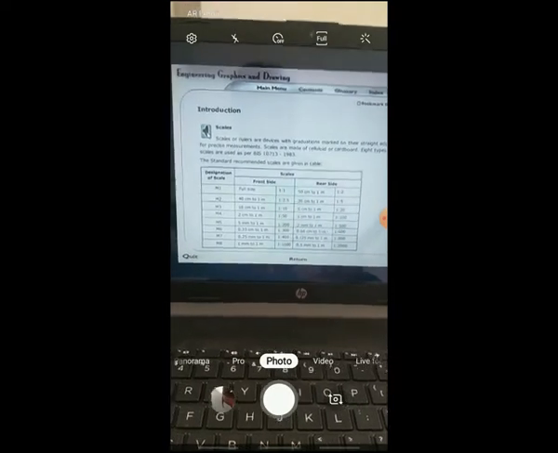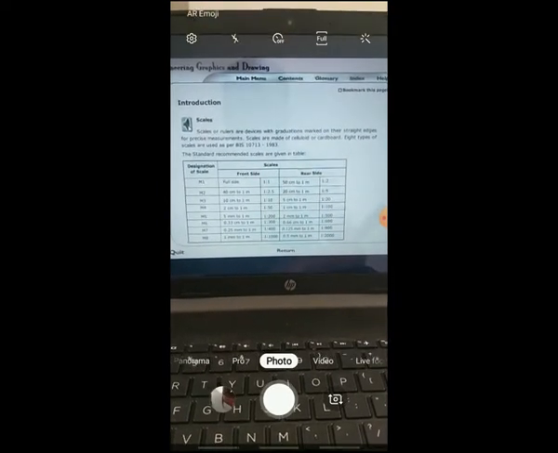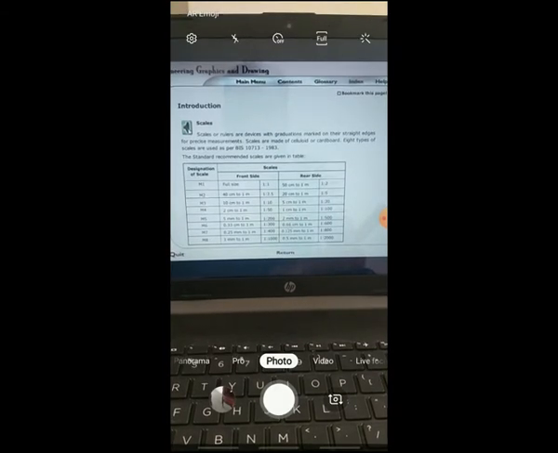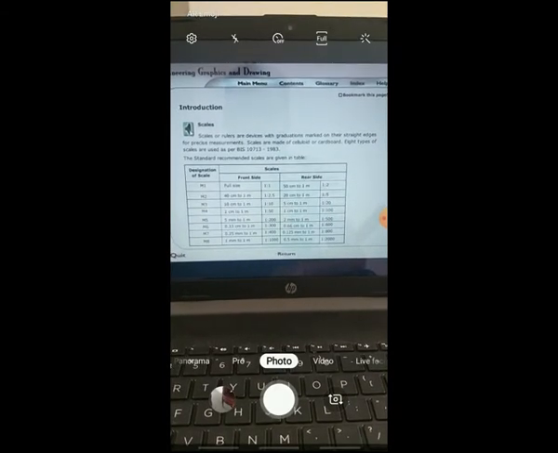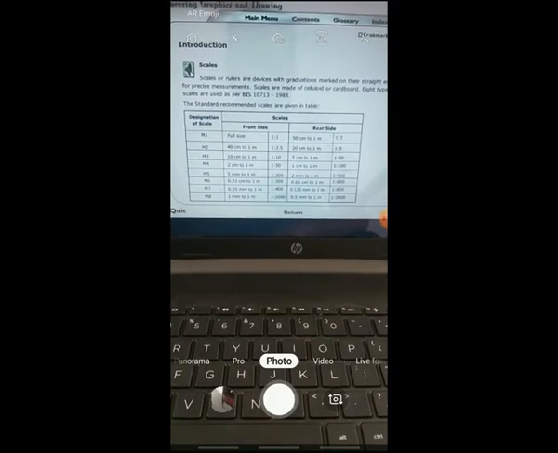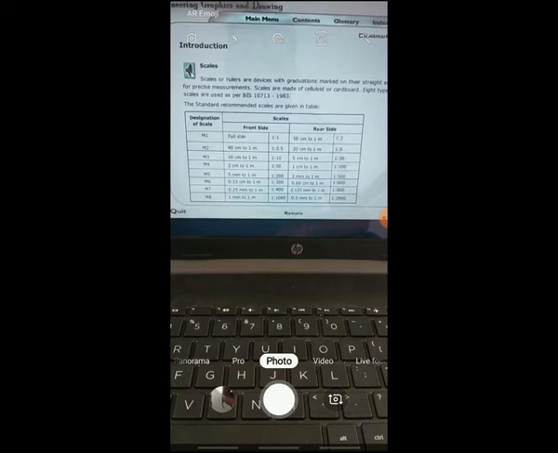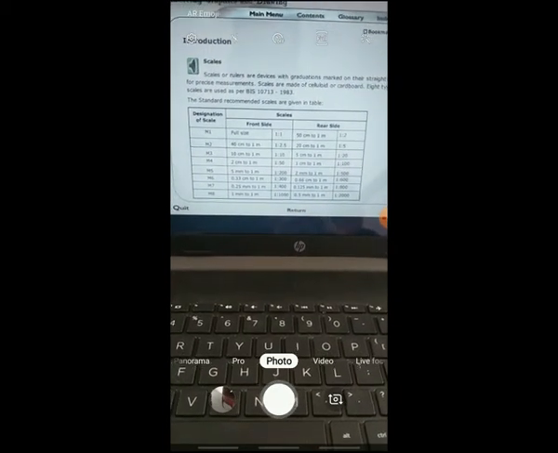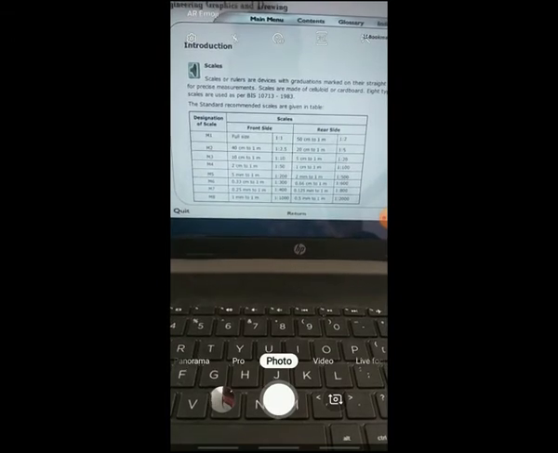Scales. Scales or rulers are devices with graduations marked on their straight edges for precise measurements. Scales are made of celluloid or cardboard. Eight types of scales are used as per BIS 10713, 1983. The standard recommended scales are given in the table.